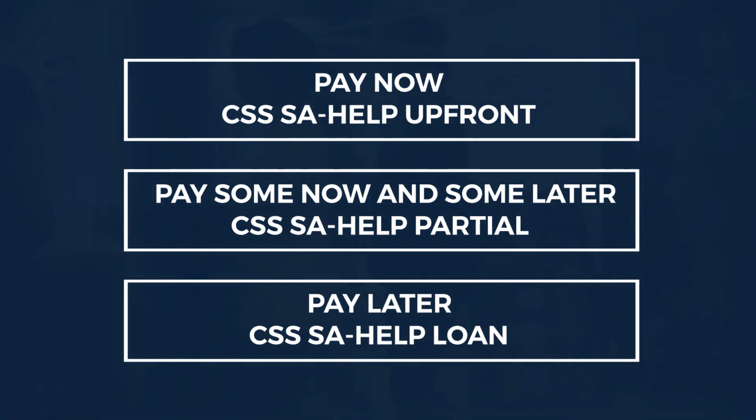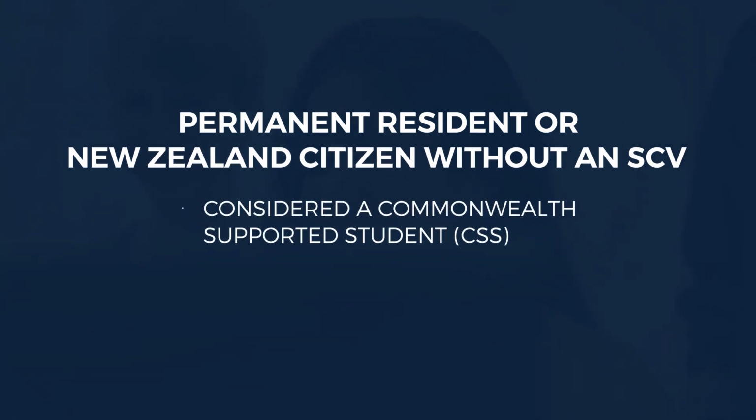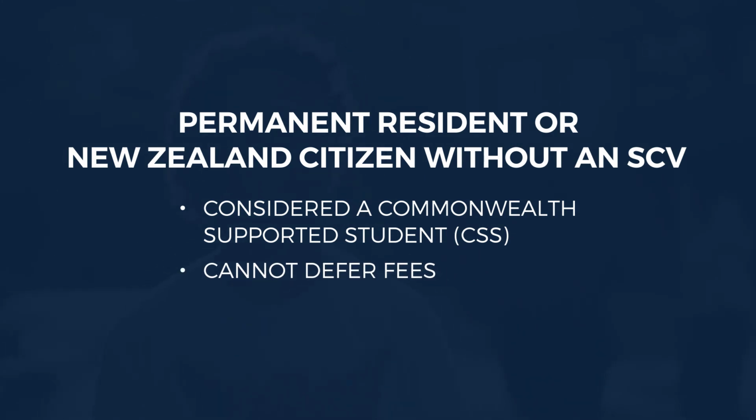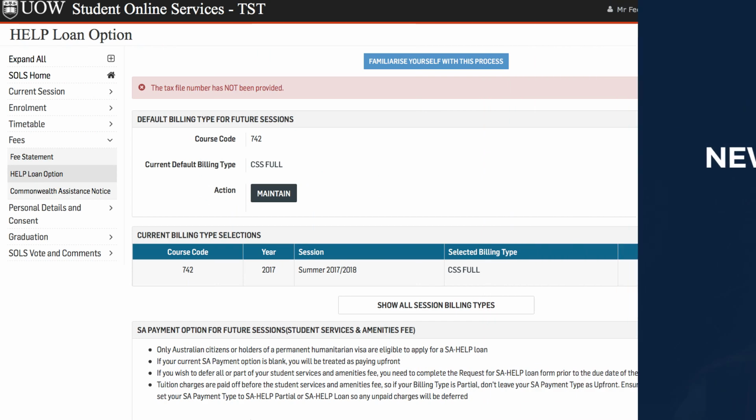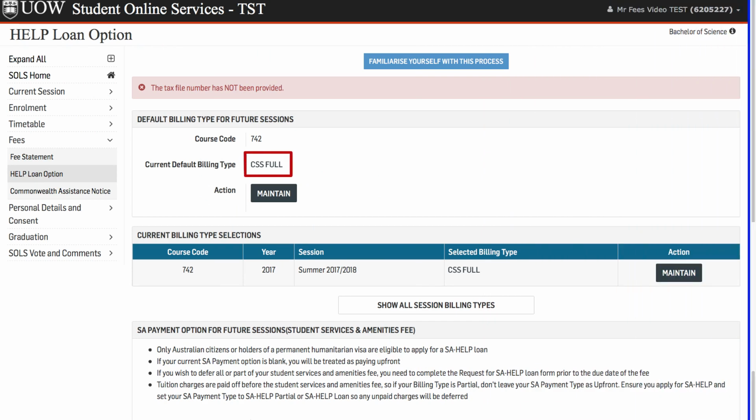As a Commonwealth-supported student, if you are a permanent resident or a New Zealand citizen, you don't have the option to defer your fees to the ATO. You must pay your fees up front to the university. Your billing will be set to CSS Full in your SOLS, and your fees displayed on your fee statement in SOLS must be paid by the census date of each session.